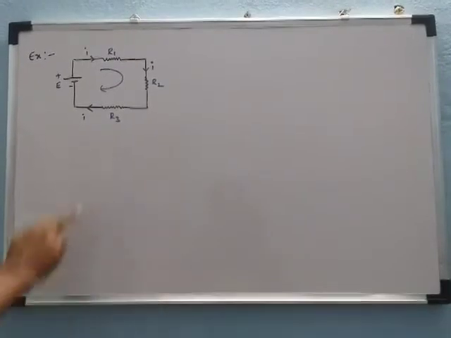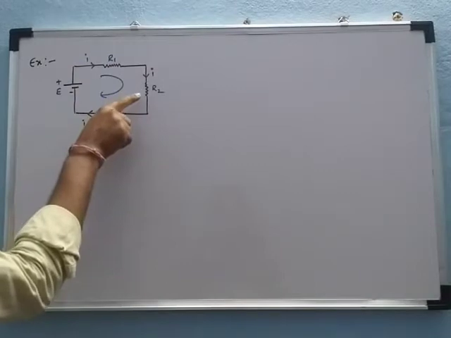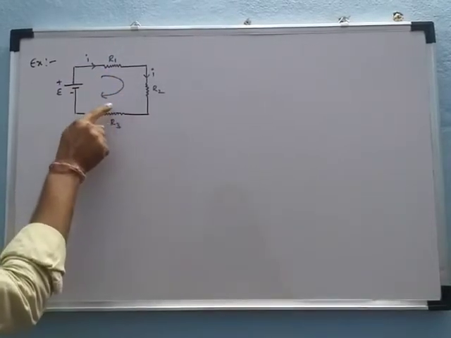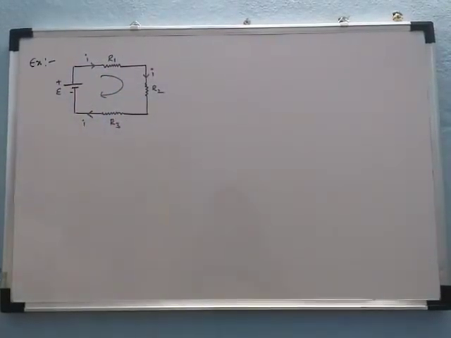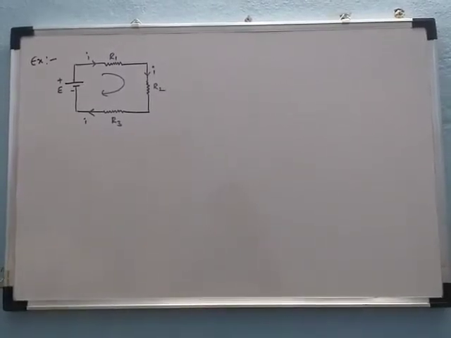Now, in a series combination, there is no variation of current. The same amount of current passes through all of them. Now in this one, we have developed the sign convention. See, observing the sign convention. What is the sign convention?